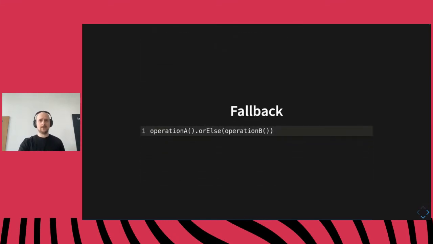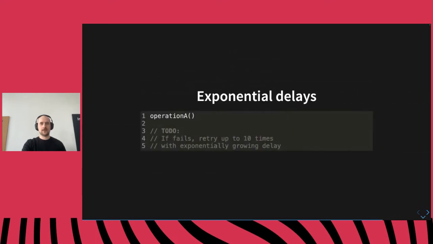And then we can, for example, fall back to another operation, like do operation A. If it fails, do operation B. If it fails, okay, we have a failed operation. We can do some retries just by calling retry, and we can have exponential delays. For example, let's try to do operation A, and if it fails, retry up to 10 times with exponentially growing delay, something we often do with network calls.